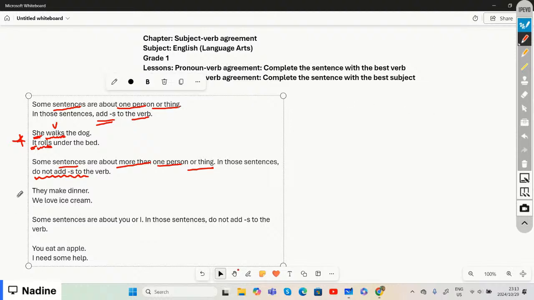If we look at an example, it says they make dinner. They refers to more than one person. Make is a verb. So what do they do? They make dinner. No, we don't say makes dinner. We say make, because we do not add an S to our verb.